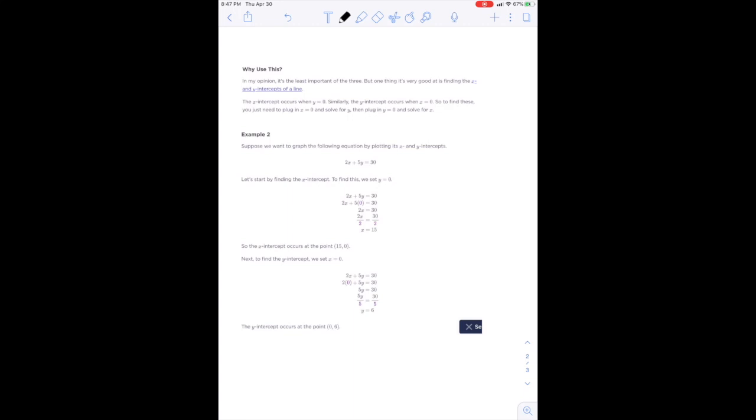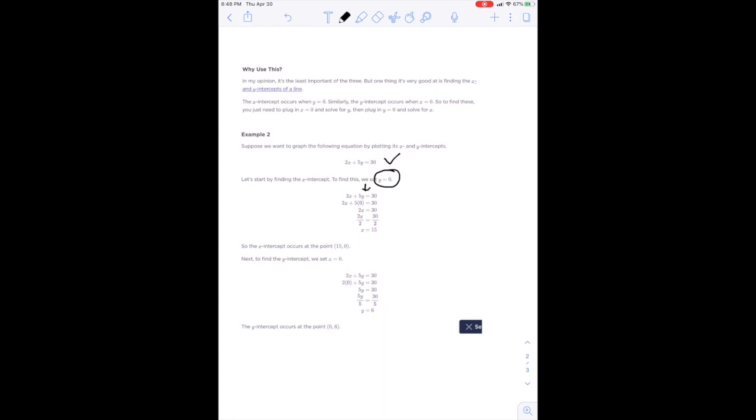But I'm going to show you how to do it by actually substituting the x and then the y with 0. Okay, so I'm going to start with this equation: 2x plus 5y equals 30. So let's start by finding the x-intercept. To find this, we set y to equal 0. So I'm going to go into my equation, 2x plus 5y equals 30, and I'm going to substitute that y right here with the 0.